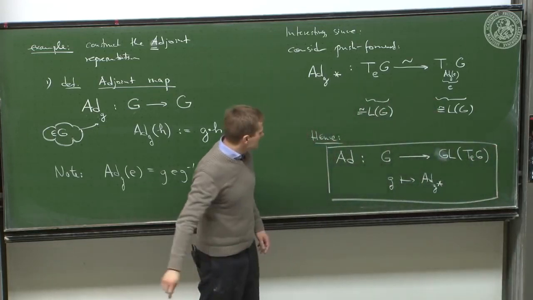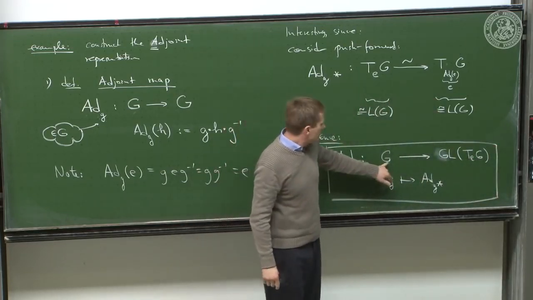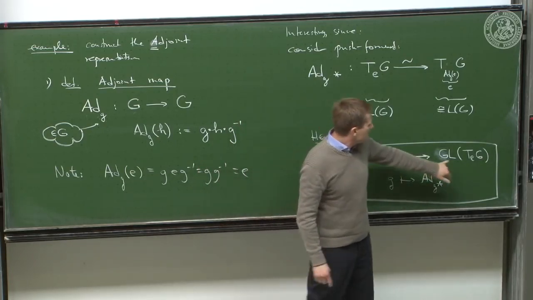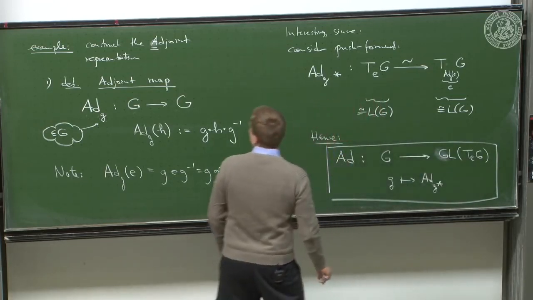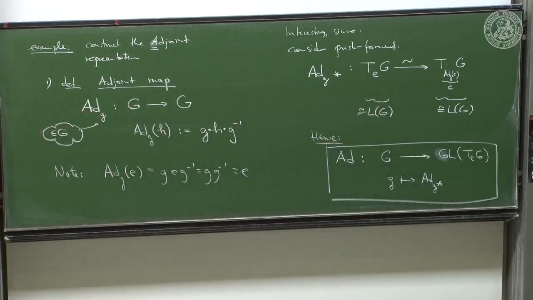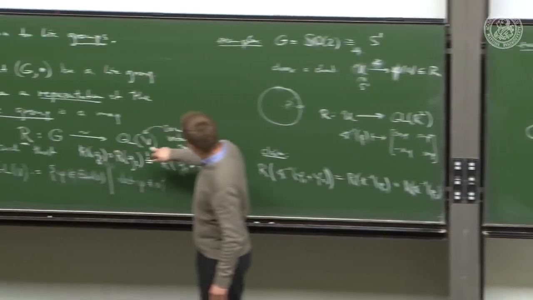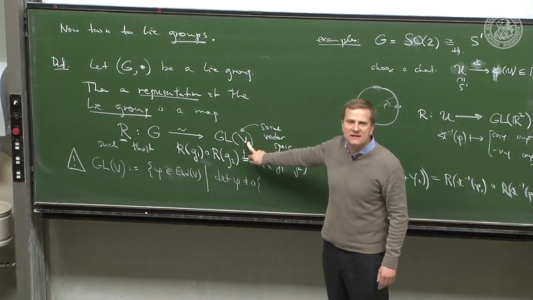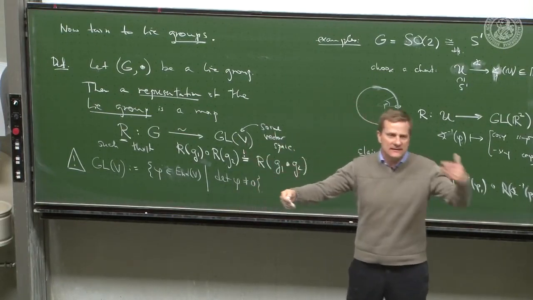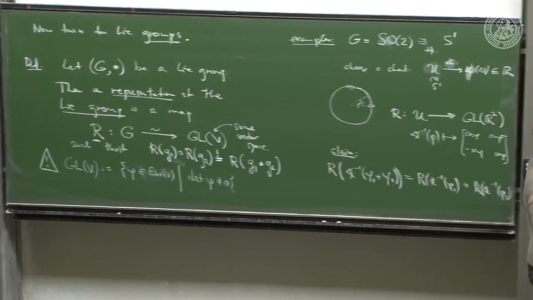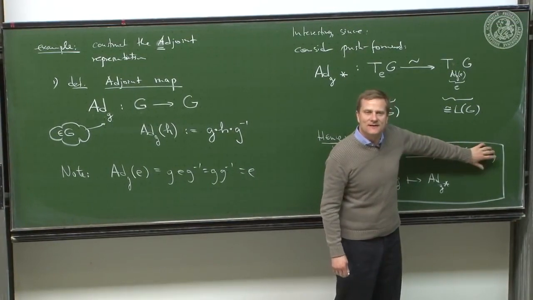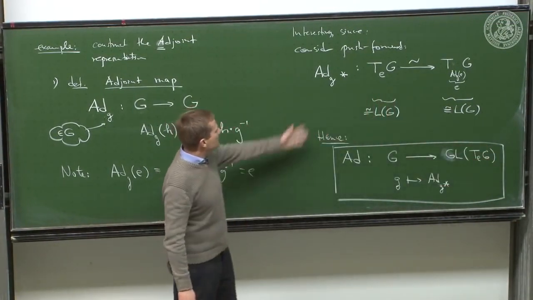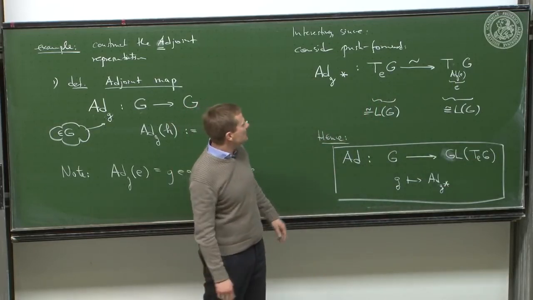And what did I show by this? I showed that there is a map that takes you from the group into the general linear group over the Lie algebra. In other words, you can always find a representation of a Lie group on the vector space V given by the Lie algebra. So you could find a representation of the Lie algebra on the Lie algebra, but you can also find a representation of the Lie group on the Lie algebra. A Lie group representation, and that is why this is also called the ad G.